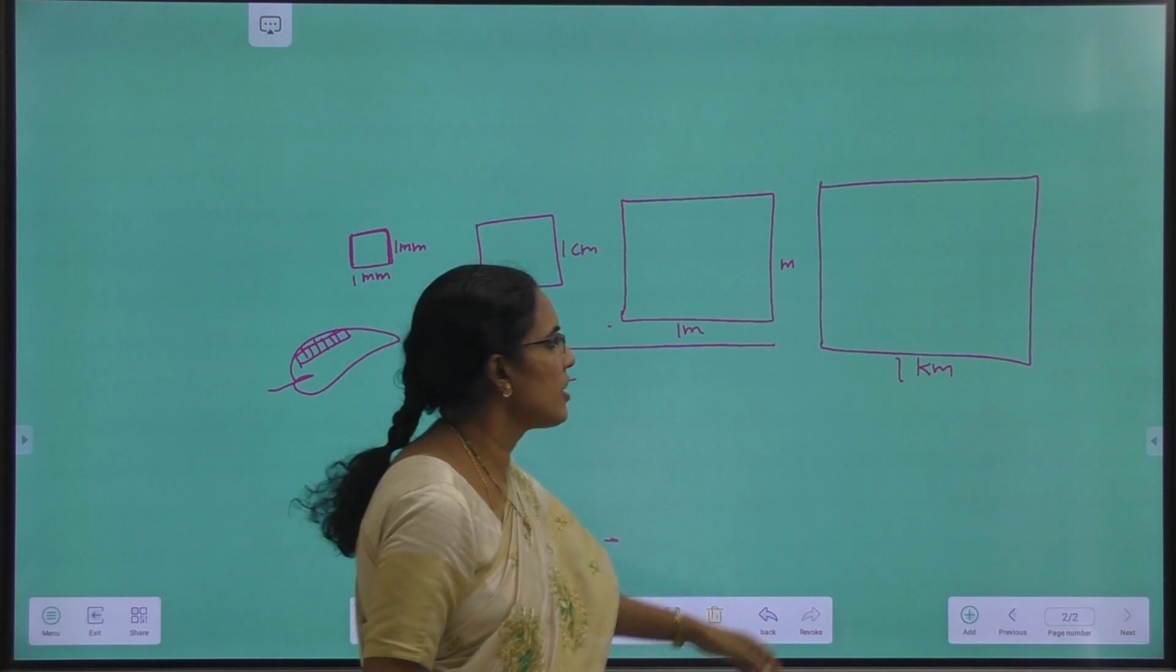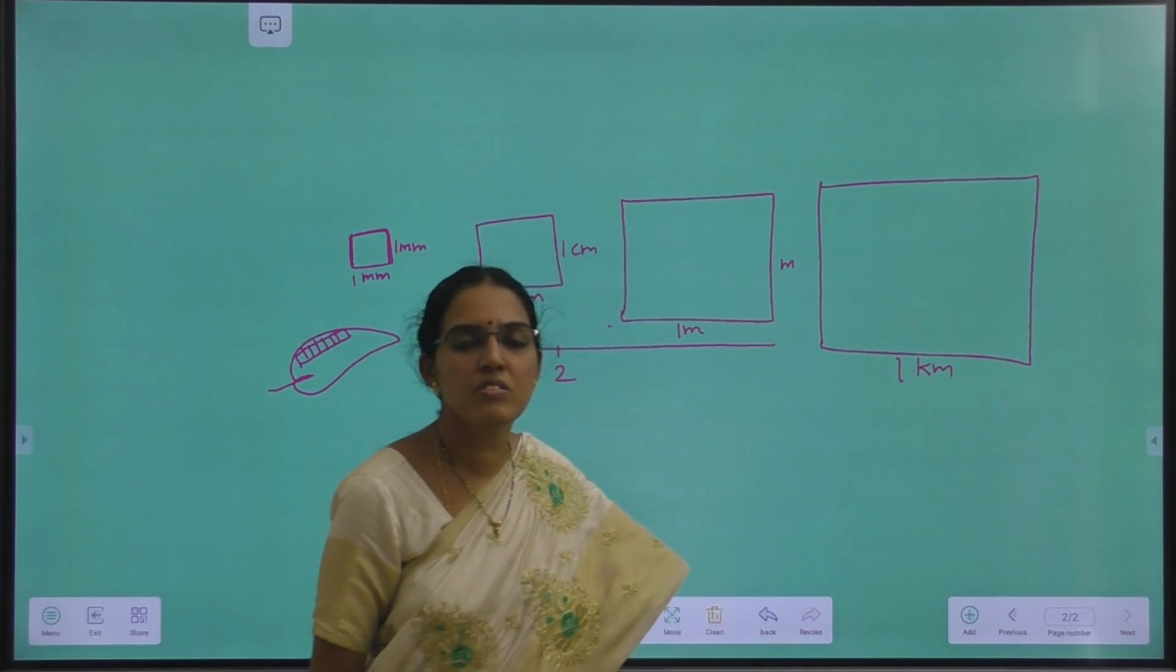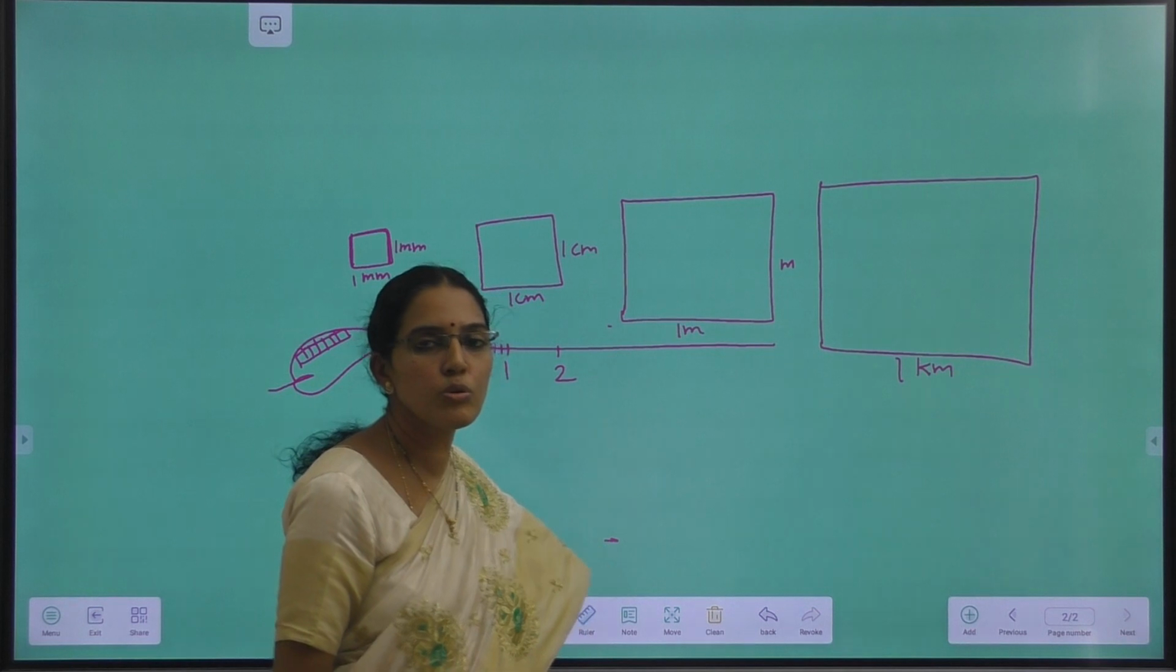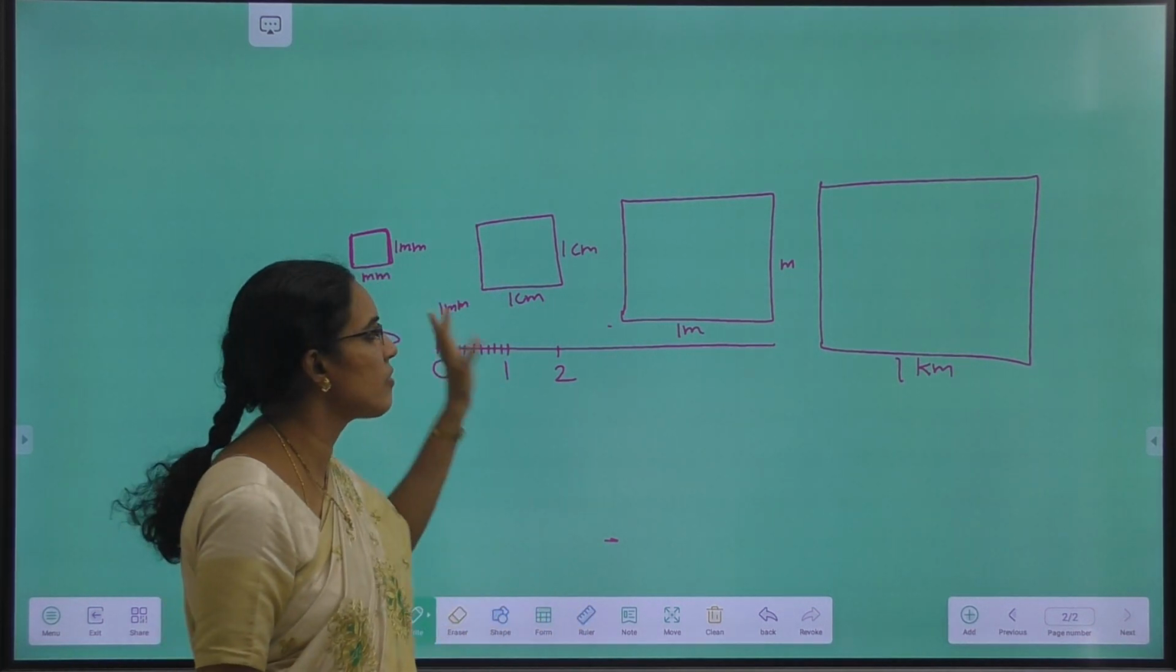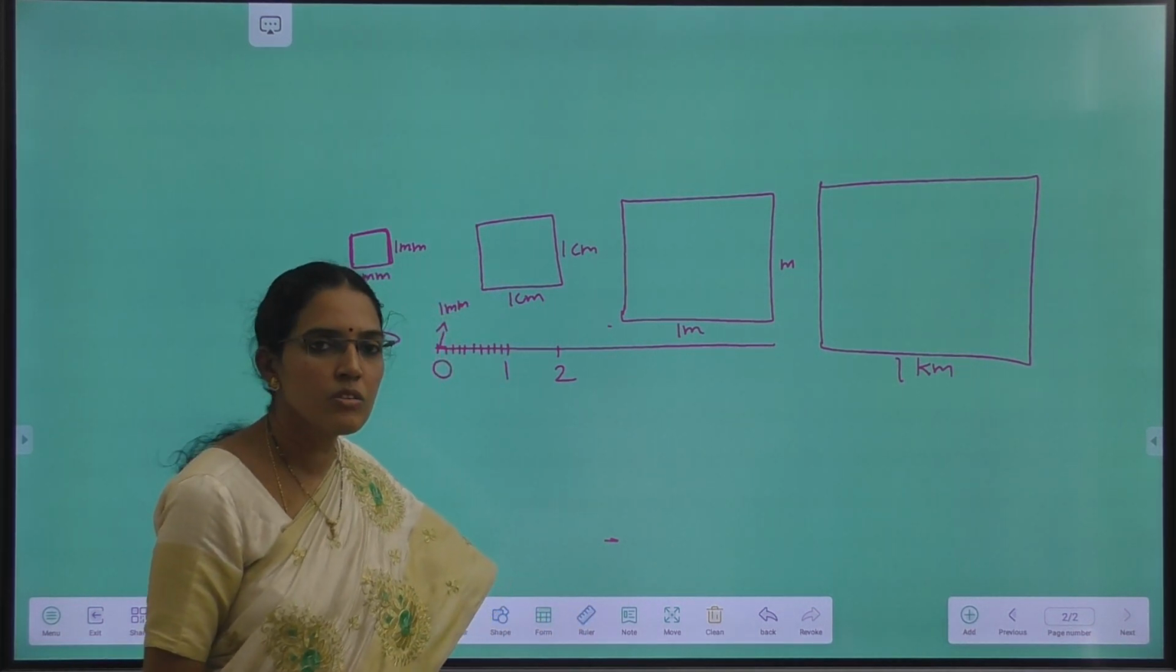Okay, if the region is very big, then we use kilometer square. This is how we will measure the area. That is, the unit for finding the area is what? Square units. Area is measured in square units.